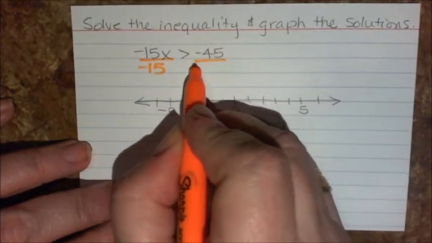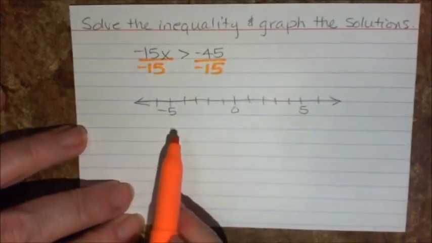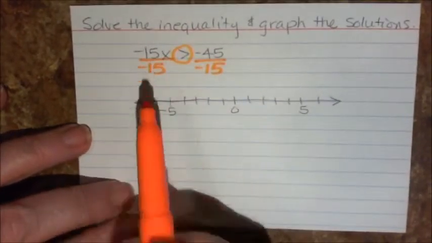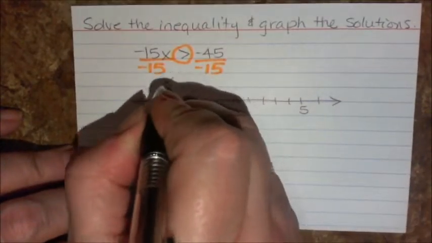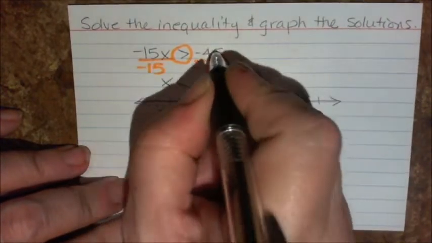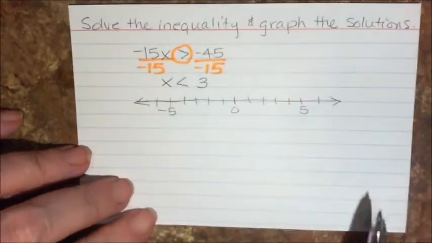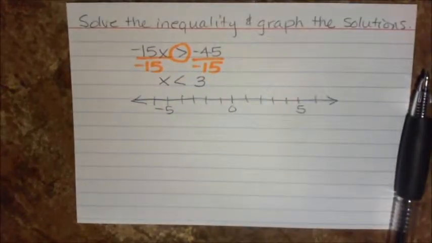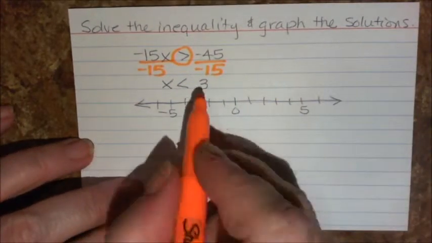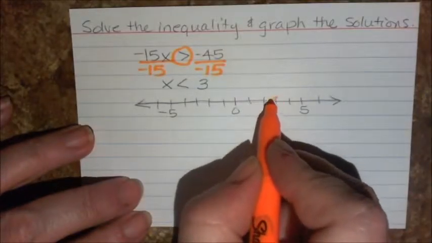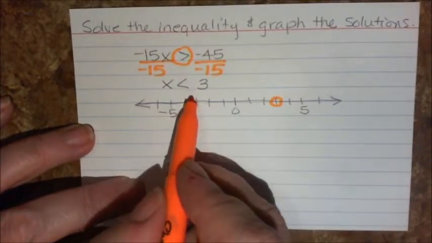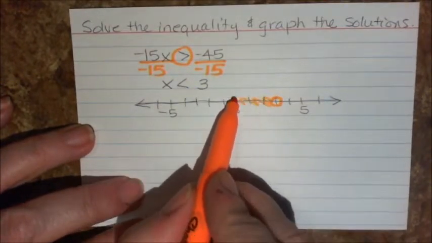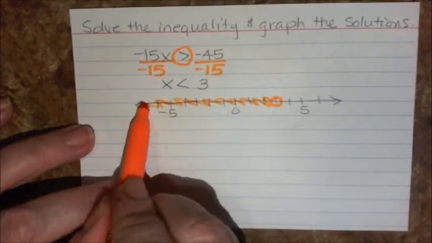We're going to divide by negative 15. Now, is that a cause to reverse the symbol? Yes, it is, because we divided by a negative. So that gives us x, and reverse this to less than, and this is a positive 3. Now to shade that, we find the number 3, 1, 2, 3, and leave it open. Then we shade less than 3, which is to the left of 3.